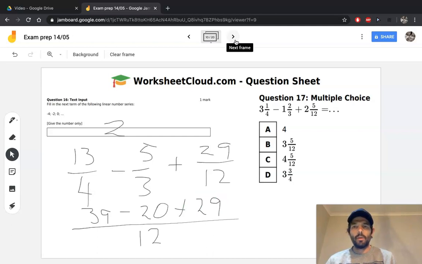Okay, then if you add all those up, 39 minus 20 is 19. Add 19 to 29 and you get 48. So that would have given you 48 over 12. And that answer is equal to 4. Okay, so you would have chosen answer A.